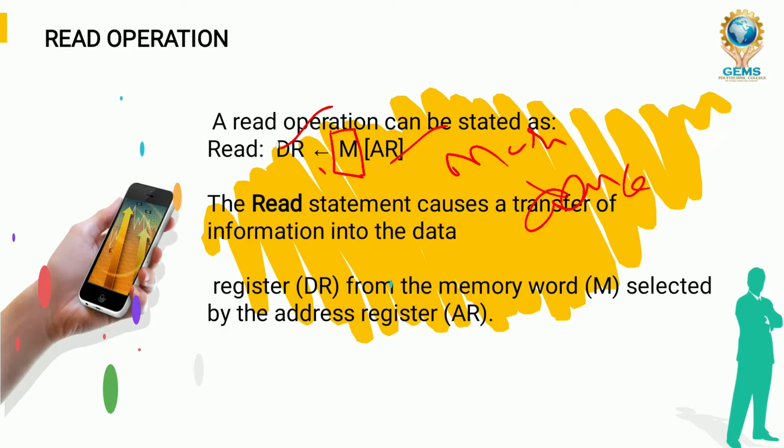Till now we have seen what the read operation is. This is the read operation symbol, and you will see a diagram here. With the help of the address register, information passes from memory to the data register. So information goes from memory to the data register, that is data going from memory to a particular component. Memory sending information to the data register is called a read operation.